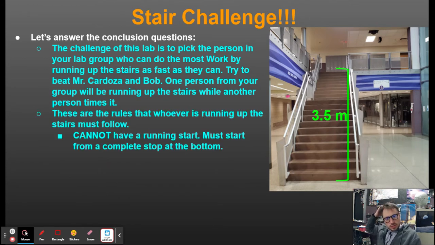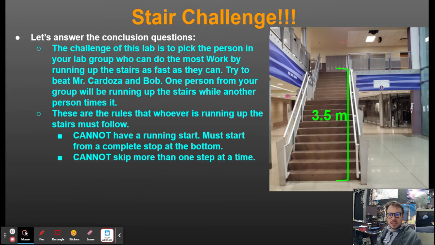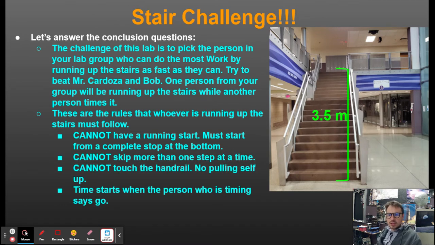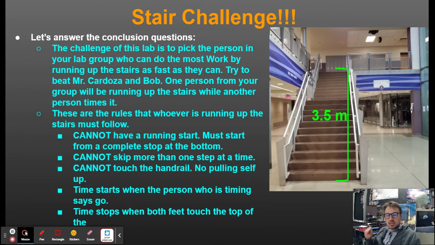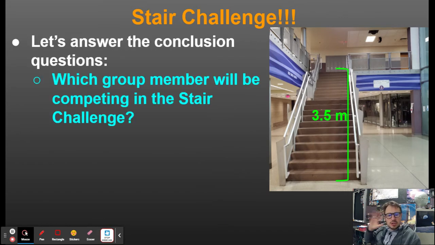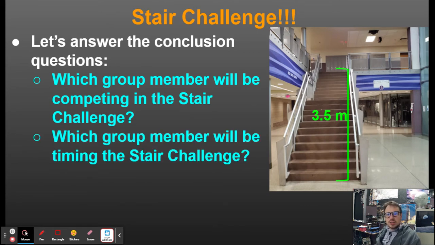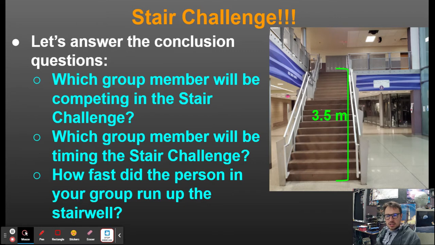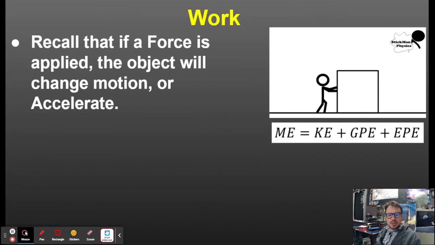Now, these are the rules. You cannot have a running start. You must start from a complete stop. Cannot skip more than one step at a time. Cannot touch the handrail, so you can't pull yourself up. But you can touch the handrail to guide yourself or stabilize yourself. Time starts with the person whose timing says go, and time stops when both feet touch the top of the landing. So you decide for yourselves who's going to be competing in the stair challenge, which group member will be timing the stair challenge, and then once we do that, time how fast the person ran up in the stairwell.